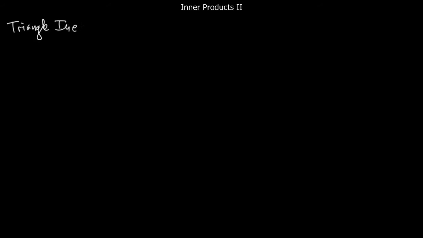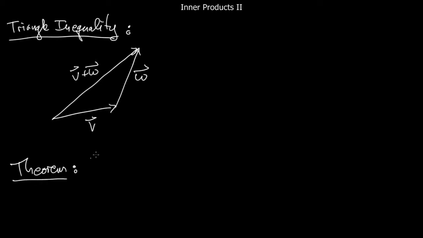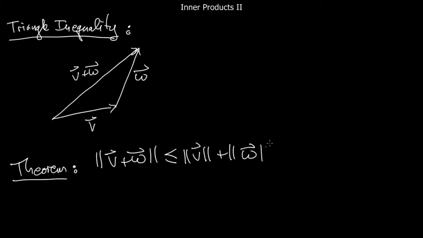Okay, another important inequality involving inner products is the triangle inequality, and everybody knows this one. In the usual picture, if you have two vectors and you add them, we know the shortest distance between two points is a straight line. And the theorem is simply that the length of v plus w is less than or equal to the length of v plus the length of w. So in the usual dot product, this is just familiar from elementary geometry.